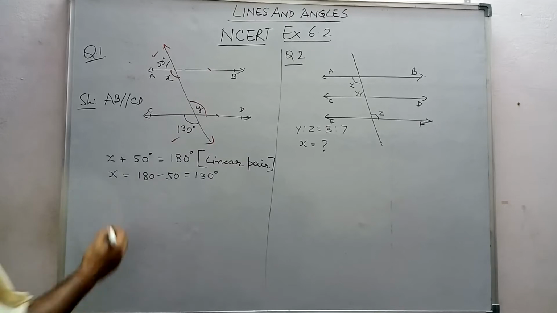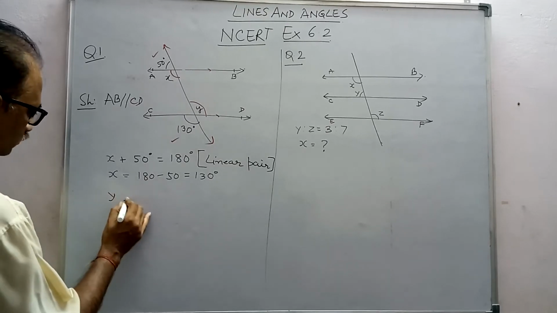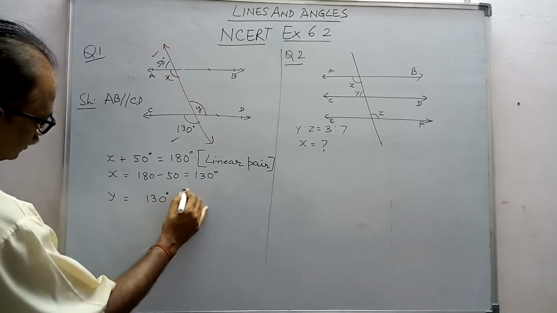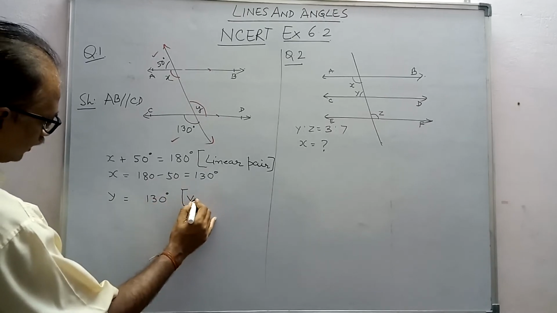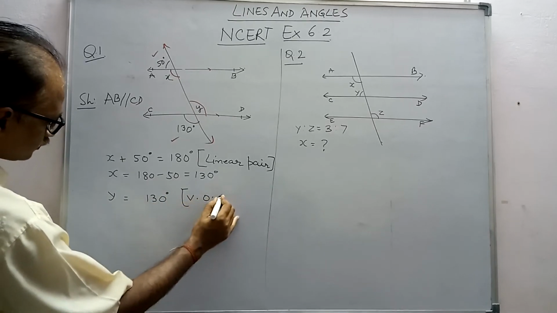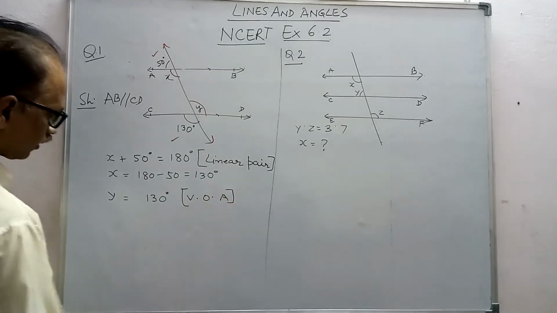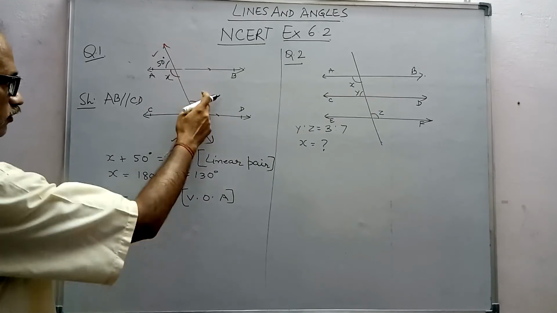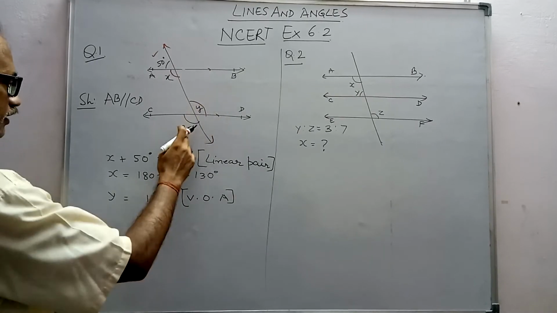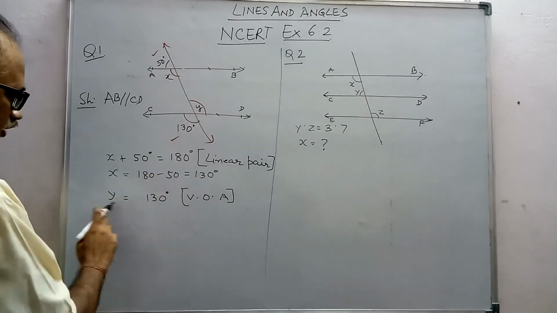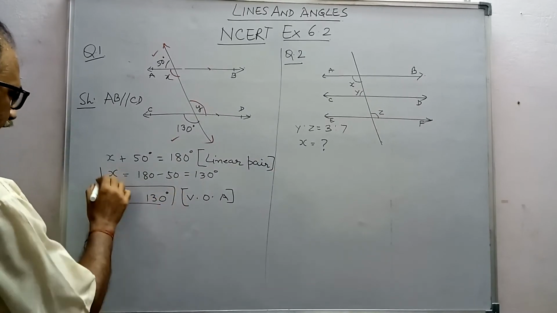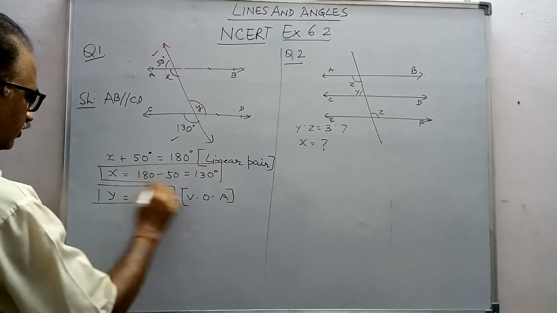Again you see, Y is equal to 130 degrees. Reason: vertically opposite angles. Y is equal to 130 from the figure. You see Y and 130 are vertically opposite angles, so they are equal. So Y is equal to 130 we are getting, and X is also equal to 130.